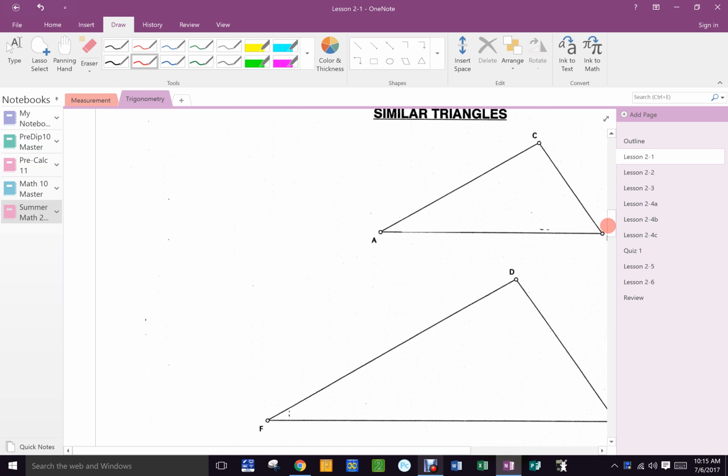49. This sheet, normally I take a whole period to do this. We get out rulers and we do some work with it. Not going to do that because it's summer school, we don't have time. I'm just going to tell you what you need to take away from this sheet.